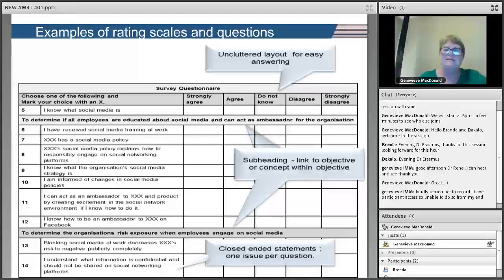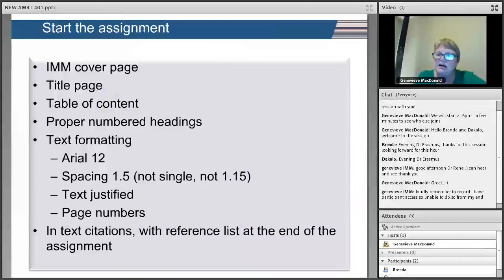And then the Likert scale, which is very, very often used. Again, you put it in a table format, uncluttered layout. You've got the rating scale there at the top. You have the specific numbered questions here with subheadings that relate to your various objectives. So if you analyze that, it is already structured nicely so that you can pick it up.